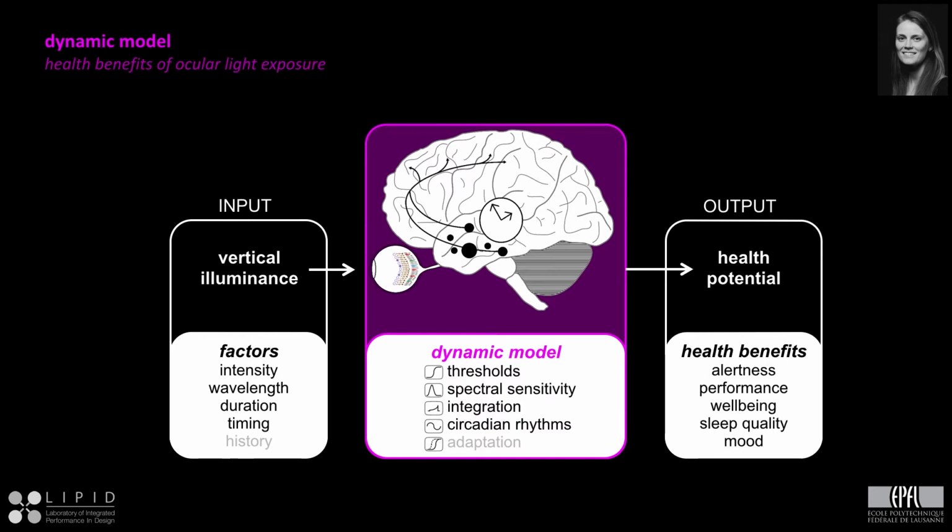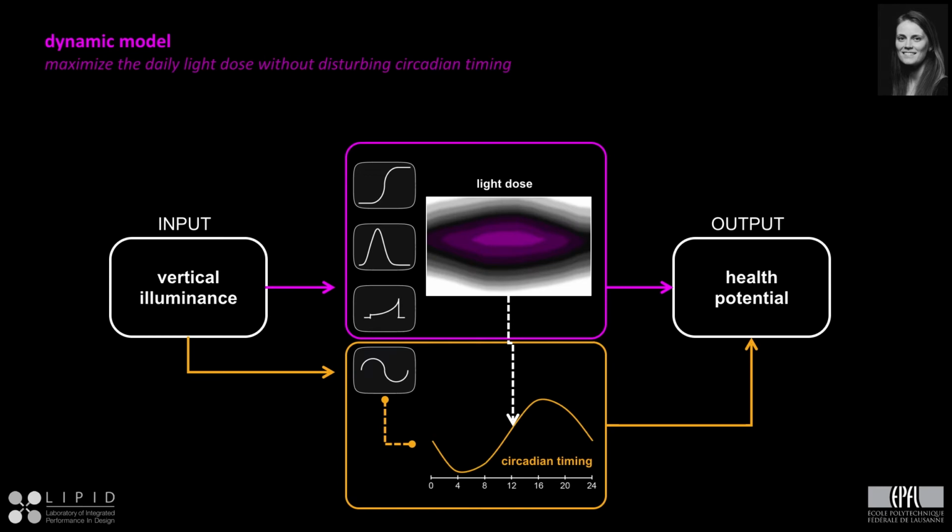So what we came up with is a computational or mathematical model that is trying to make the link between these factors, which we can consider as the inputs, and what this means in terms of health potential as the output. What is important to note is that we have to differentiate between two systems: the direct pathway, which is really about an exposure to a light dose, and the phase shifting effects or circadian timing. Together, they will tell us something about the health potential.